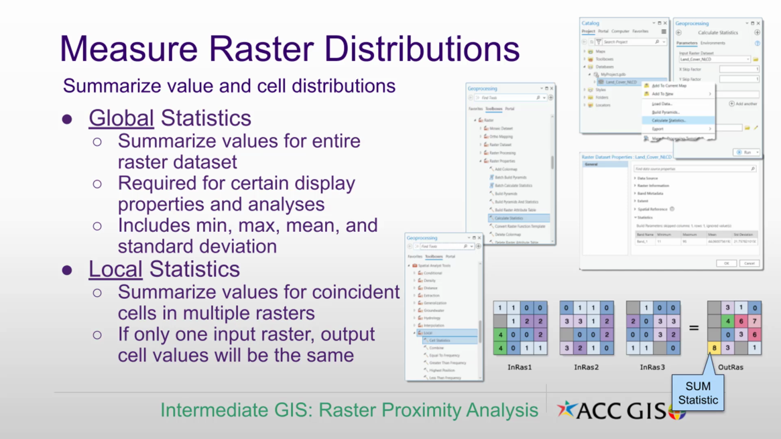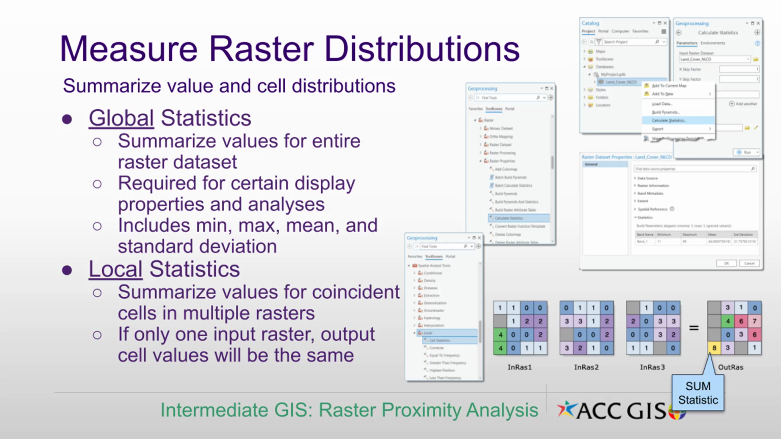You can also calculate statistics in the geoprocessing pane in the data management toolbox under the raster properties tool set, where you find the Calculate Statistics geoprocessing tool. Once you calculate statistics, if you right-click the raster data set in the catalog pane and select properties, it'll open up the properties and you can see the statistics. In this case, for the land cover NLCD raster data set, you can see the min value is 11, the max value is 95, the mean value is around 45, and the standard deviation is around 21.